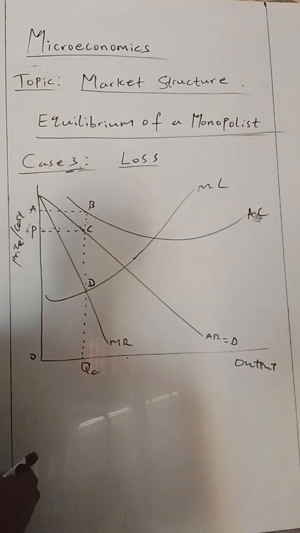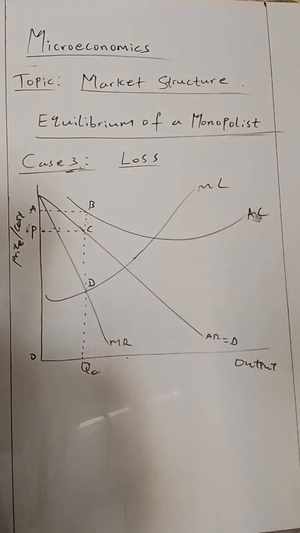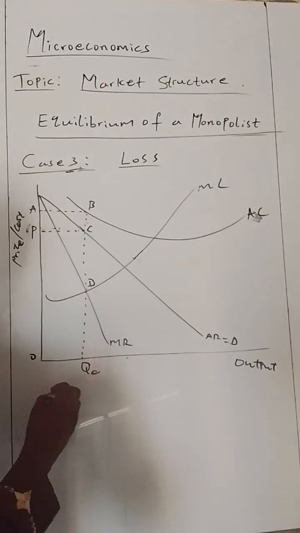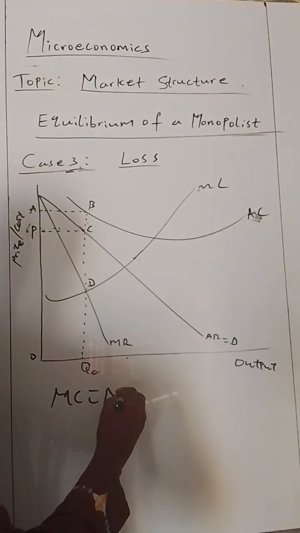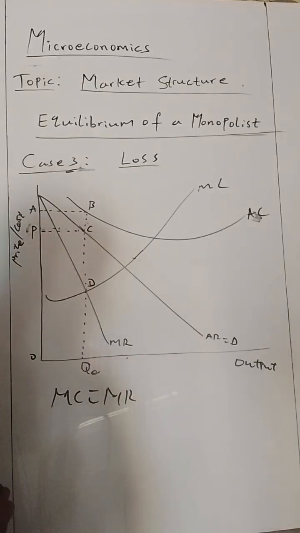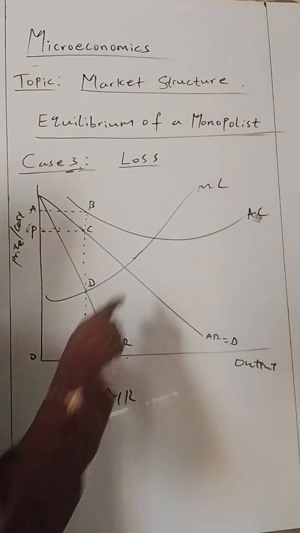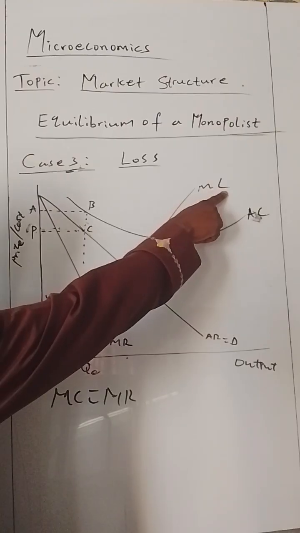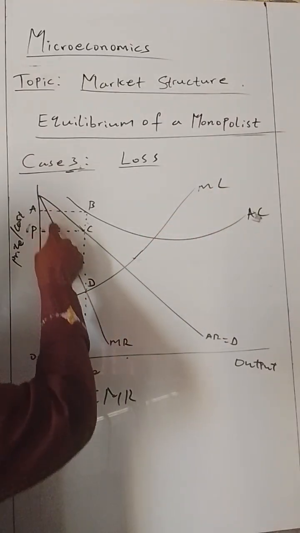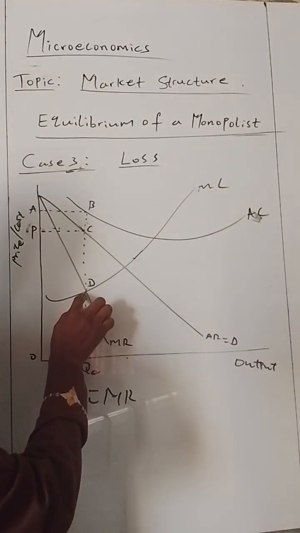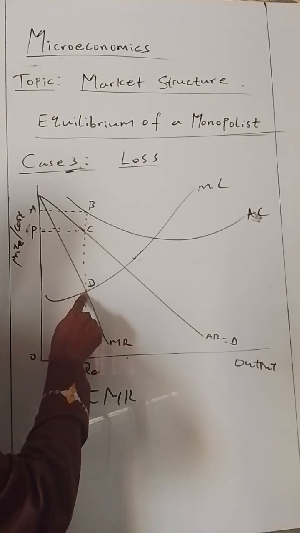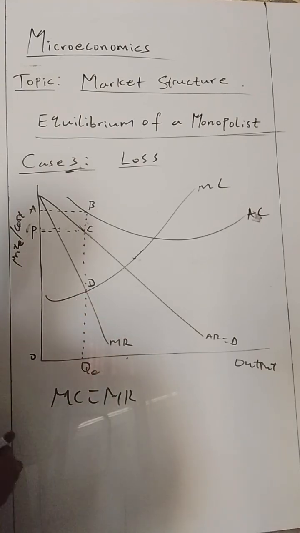Okay. Now, how do we determine the equilibrium? So equilibrium occurs when MC is equal to MR. That is the general rule. That is the condition we are going to use to locate our equilibrium. So just check your MC curve. This is the MC curve and this is the MR curve, and they intersect at this point. This place where they intersect at point B is where this condition is met: MC is equal to MR.